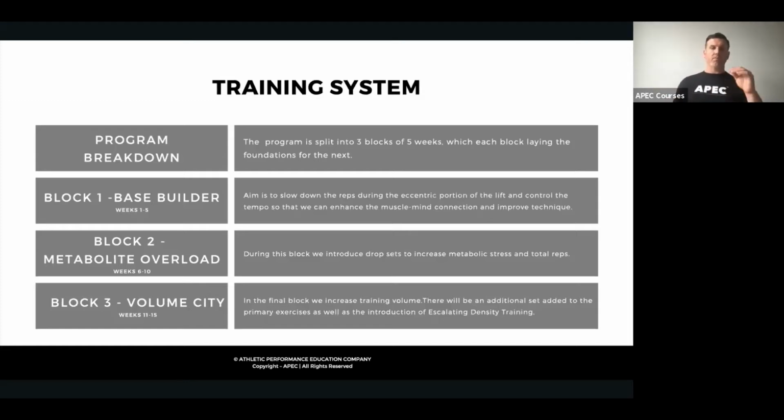The second block, we're going to look at metabolic overload. During this block, we introduce things like drop sets to increase the metabolic stress and the total reps that we're providing to the athletes. And then finally, over the last block, we're going to look at really pumping up the volume. We increase what's called training volume. There will be an additional set added to the primary exercise, as well as the introduction of what's called density training. So we're going to look at how we apply density training into a program.